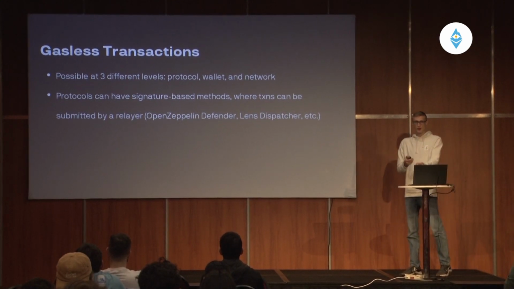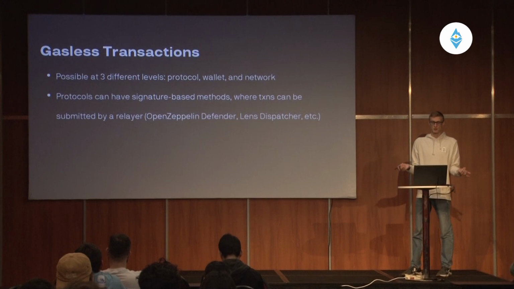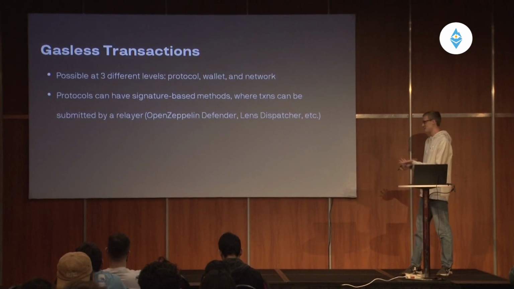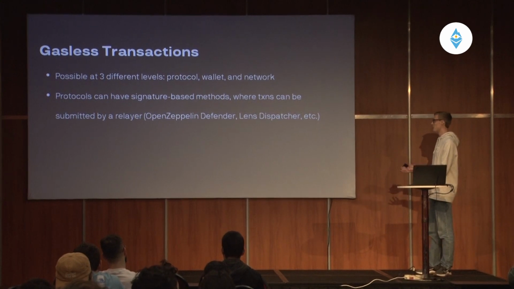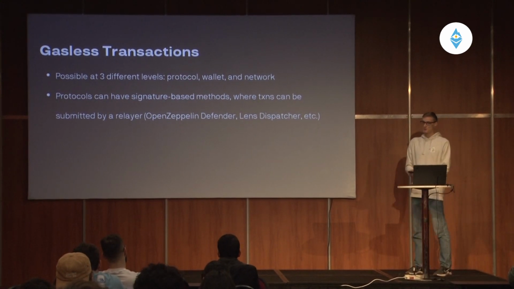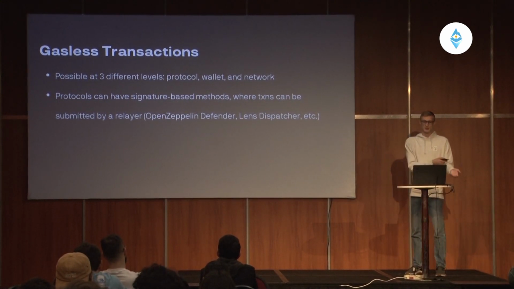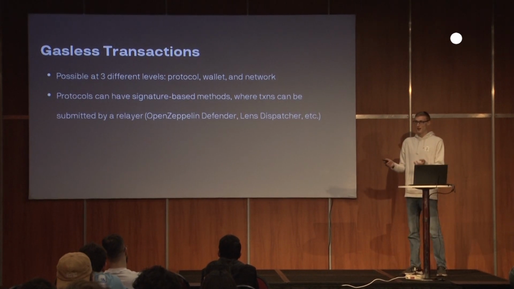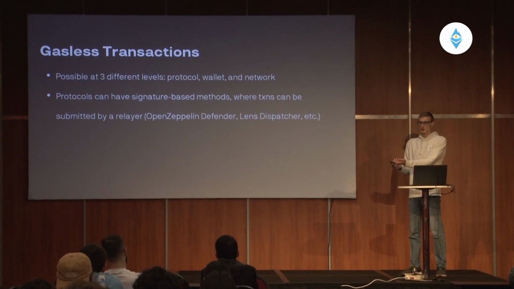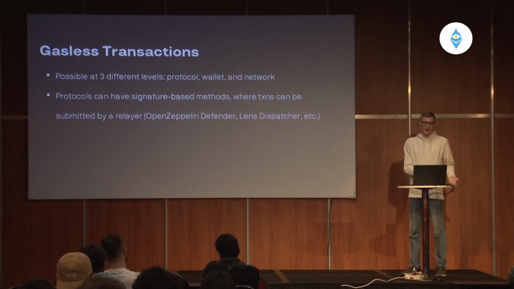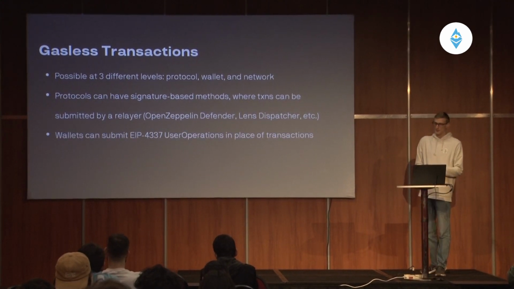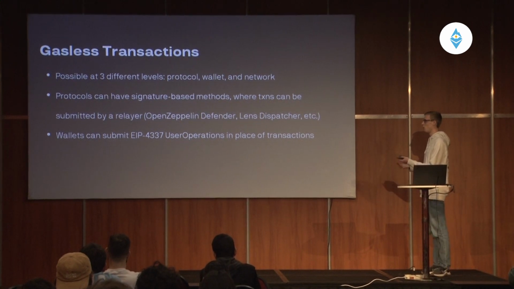And then once you have this signature, instead of the user sending the transaction, the transaction can be sent from something called a relayer. This is also sometimes referred to as meta transactions. It's the same concept. And you have services like OpenZeppelin Defender or the Lens Dispatcher, which allow you to create these relayer services. And it says, you can submit this transaction on chain, and the gas cost will be paid by this separate entity as opposed to the end user. And the same thing sort of happens at the wallet level.